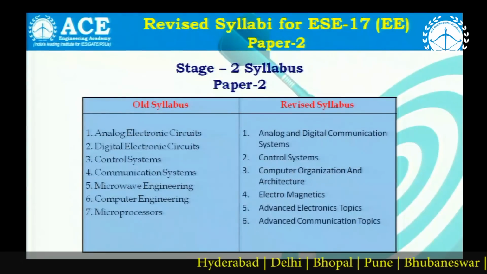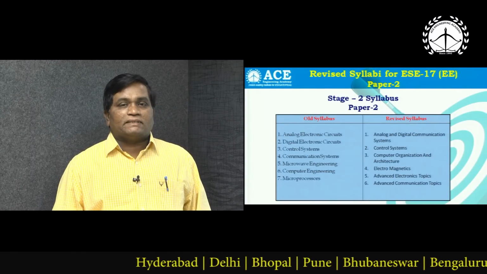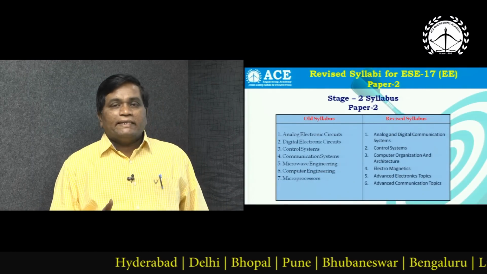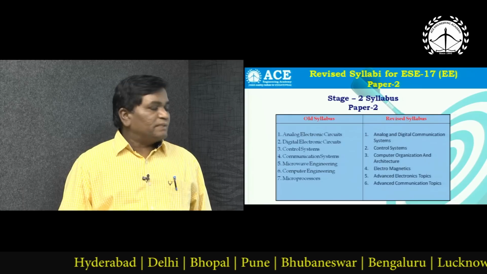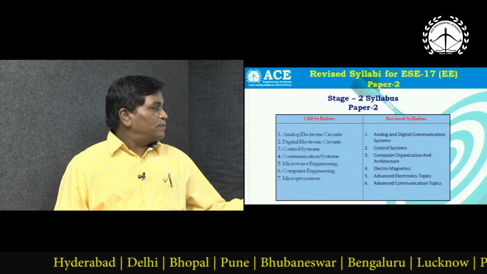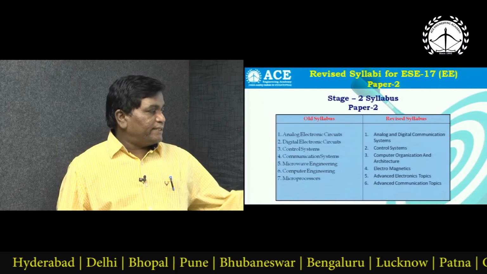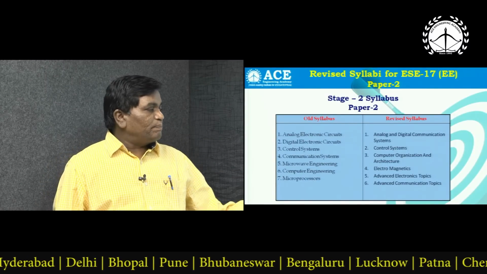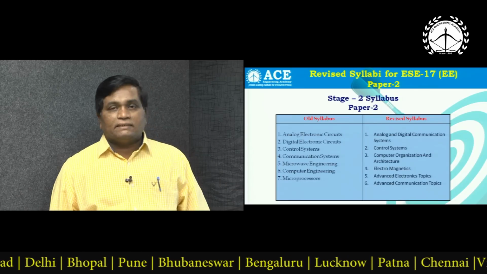I am going to discuss the changes in paper 2. Earlier there were 7 subjects, but in the revised syllabus there are 6 subjects. When compared with the previous syllabus, the change is 50%. Some subjects were included, like advanced topics in electronics and advanced topics in communications. Some subjects were removed, like microwave engineering, and some new topics are also included in the various subjects, and two completely new subjects are added: advanced topics in electronics and advanced communication topics.